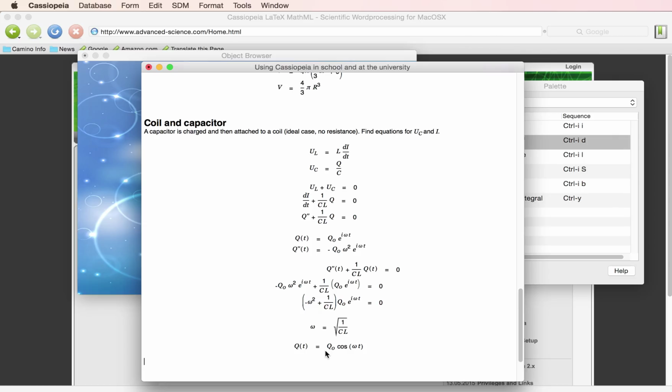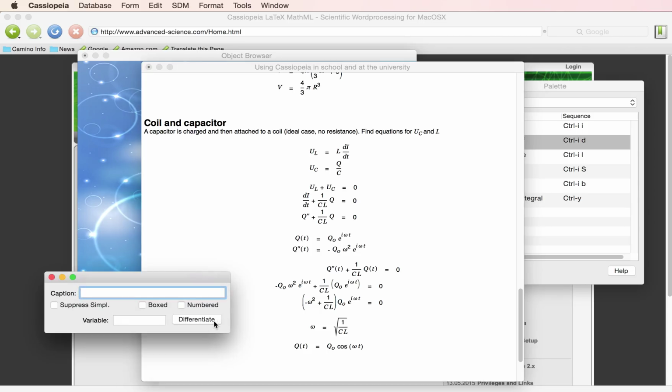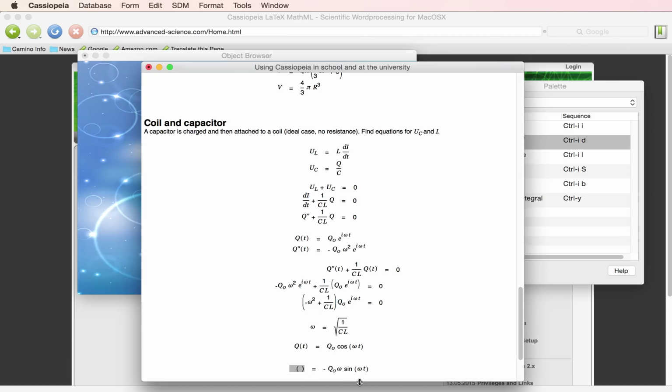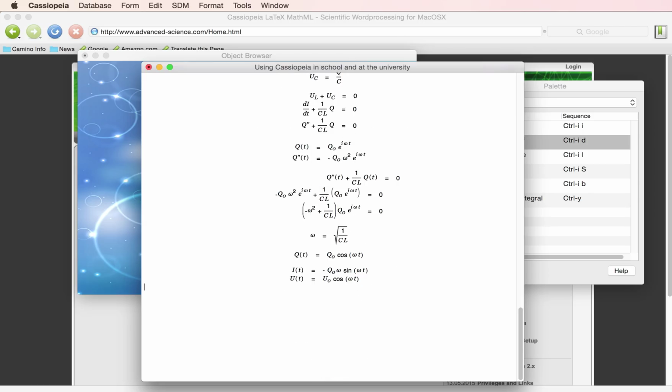For Q, I will be the first derivative of this equation. So let Cassiopeia do it again. Differentiate and call this I. And U will be the voltage, this expression over C, or simply U0.